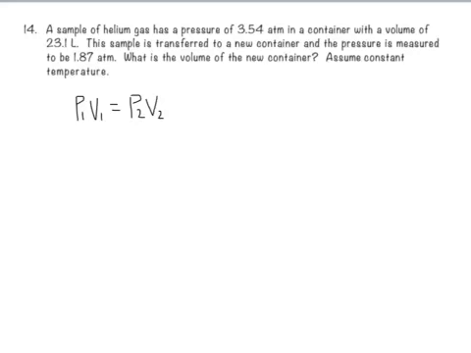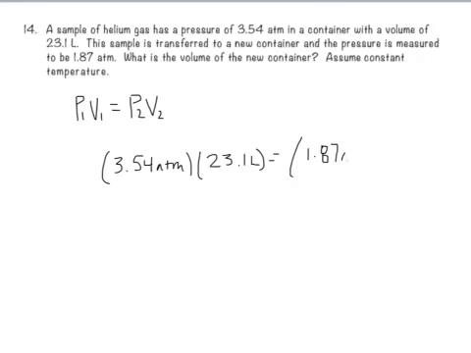As you read, it says the initial pressure is 3.54 atmospheres, and the initial volume is 23.1 liters. And it wants to know what the new volume will be if the pressure is decreased to 1.87 atmospheres. So there's your final pressure, final volume, we do not know.